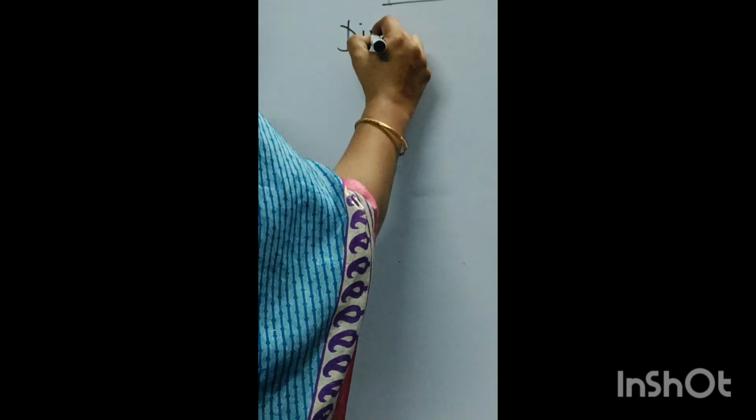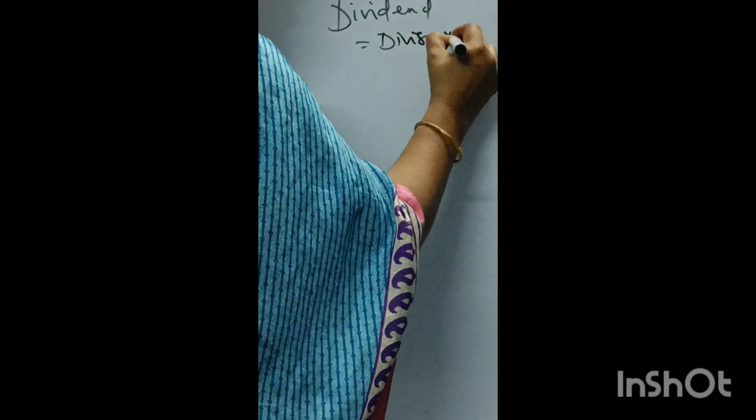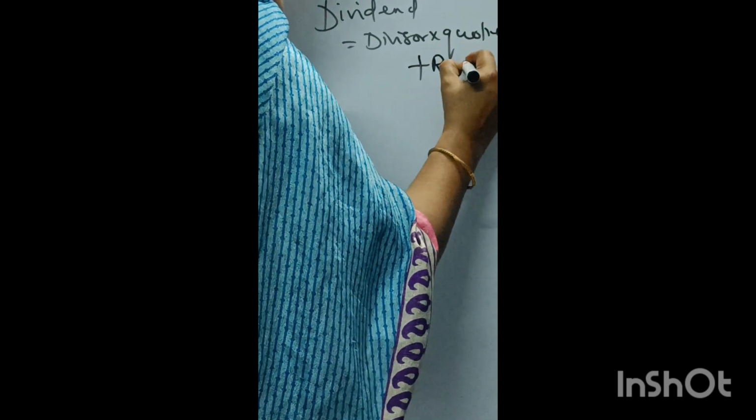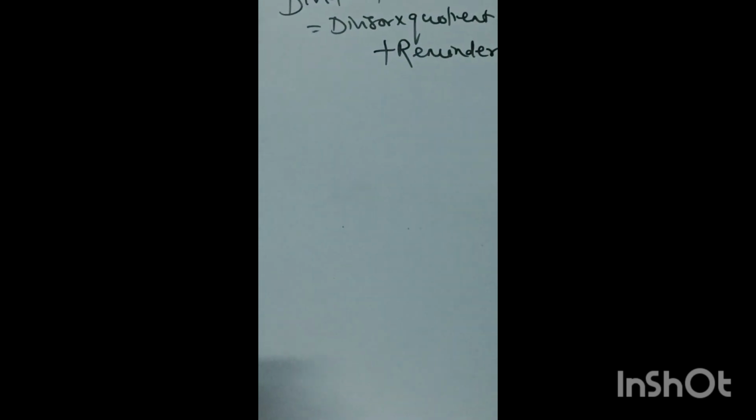Now we are going to see the remainder theorem for class 9 CBSE, and we have a simple basic formula for division. As we know, dividend is equal to divisor into quotient plus remainder, and this is the basic division polynomial formula.